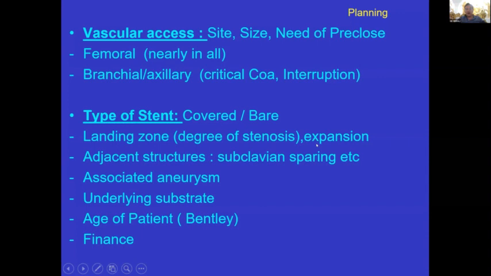Covered versus bare stent is again an important question. A beautiful publication by Dr. Shiva in Pediatric Cardiology discusses the decision making in this particular subject. But I would summarize by talking of the landing zone. What is the degree of stenosis? How much expansion do I need to do? Do I have to go for more than 5 times the narrowest area? What are the adjacent structures?